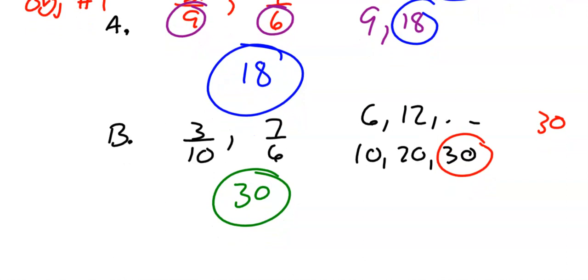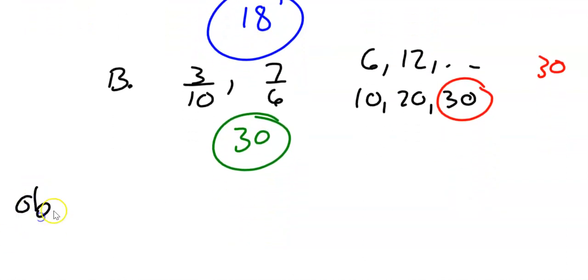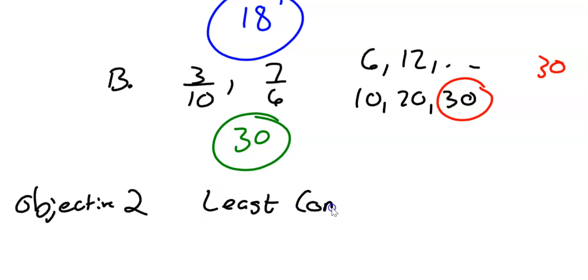Okay, objective 2. They changed gears just a little bit on this one, but it's still basically the same thing, just a different wording. They tell you to find the least common multiple. The only difference between the least common denominator and least common multiple is that it's the exact same thing, but there's no fractions on it.